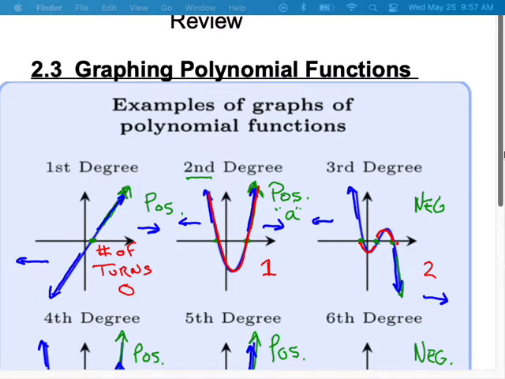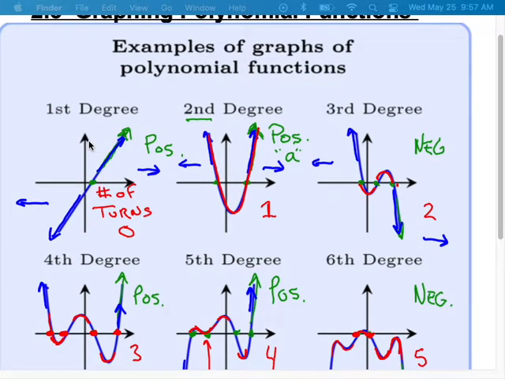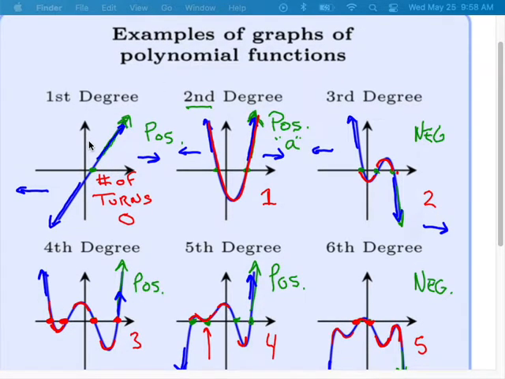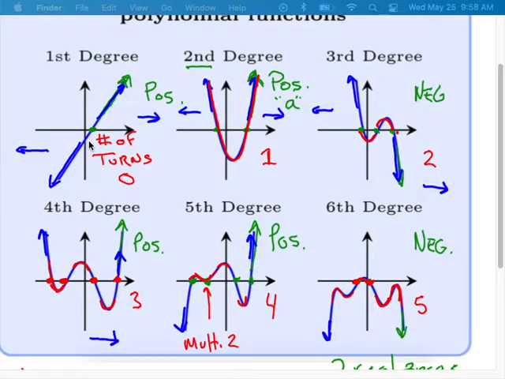Really, what I want to focus on here is, we're going to talk about even and odd degrees and what the graphs look like, right? So at this point, all of you should be pretty comfortable with this information, right?